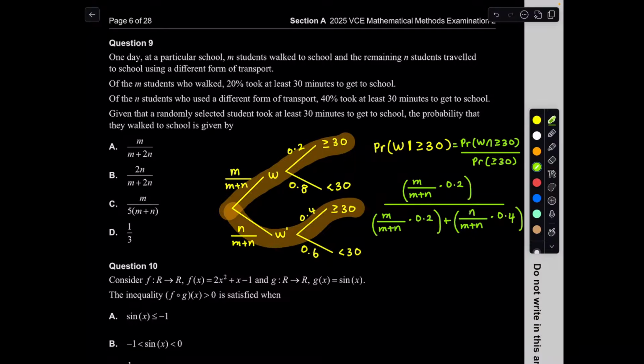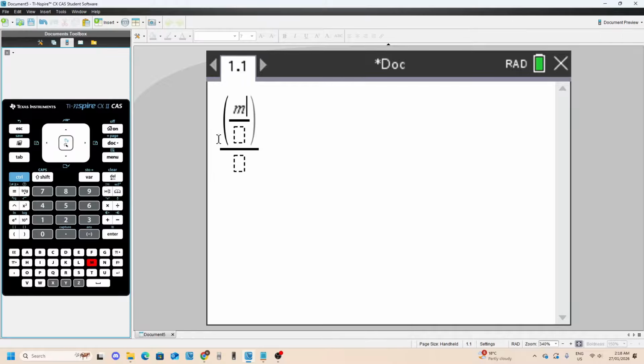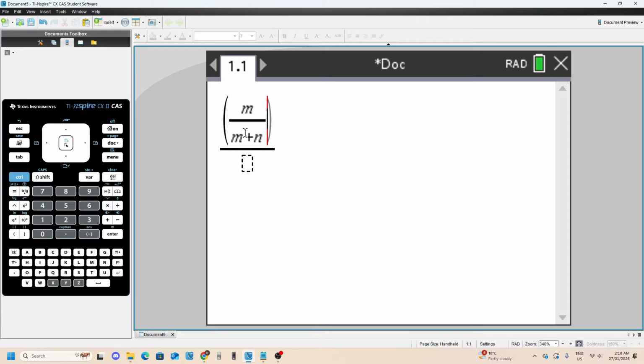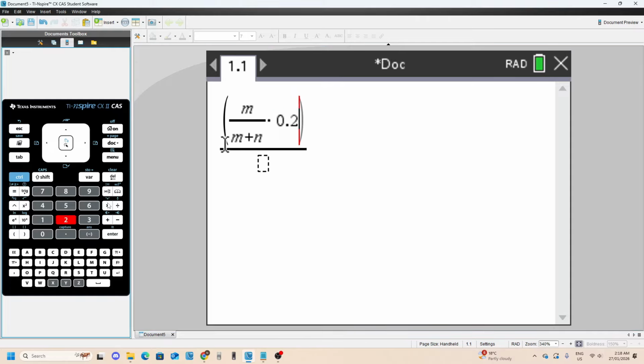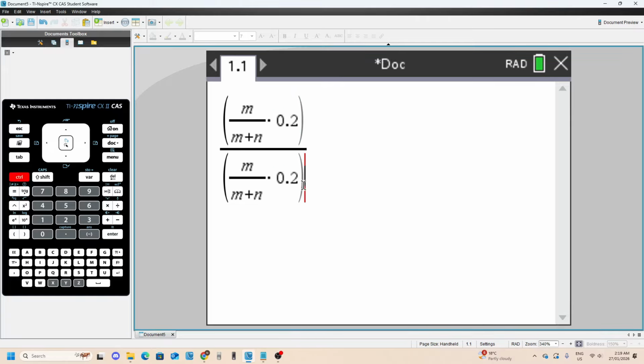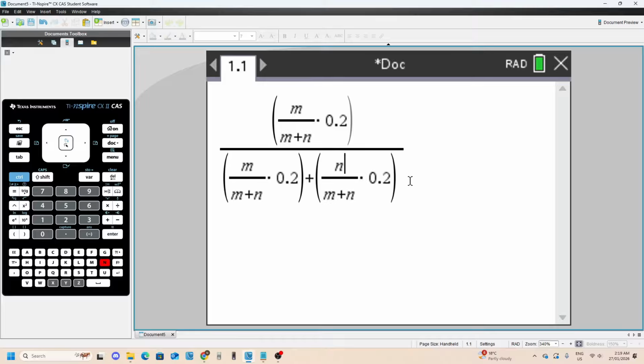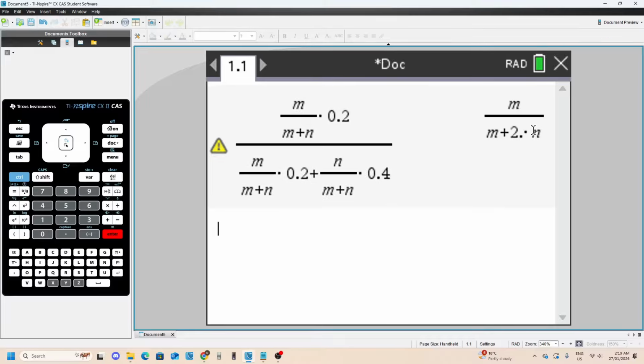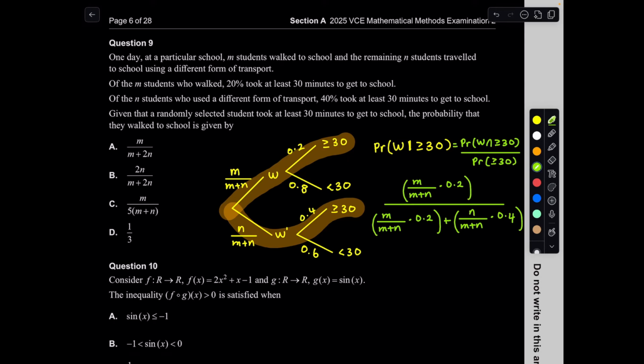So what I'm going to do is do it now. So it's n plus n times 0.2. Yep. And just take that, put it over here. Plus, same thing, but put an n here, and this is 0.4, and enter, and this is our final answer, m over m plus 2n, which one looks like that of our answer. It looks like A is our answer for question 9. What a beautiful question, very beautiful.